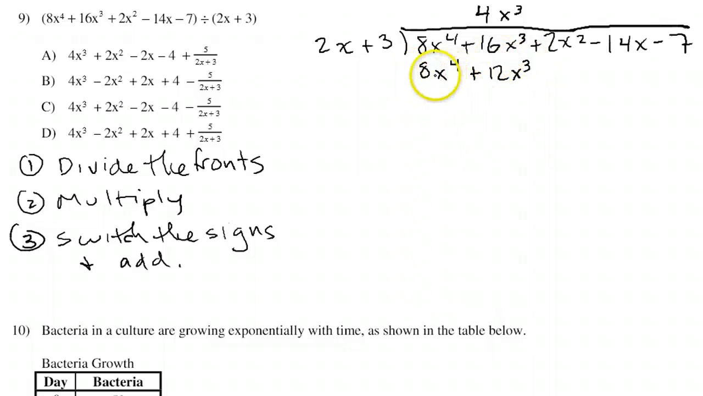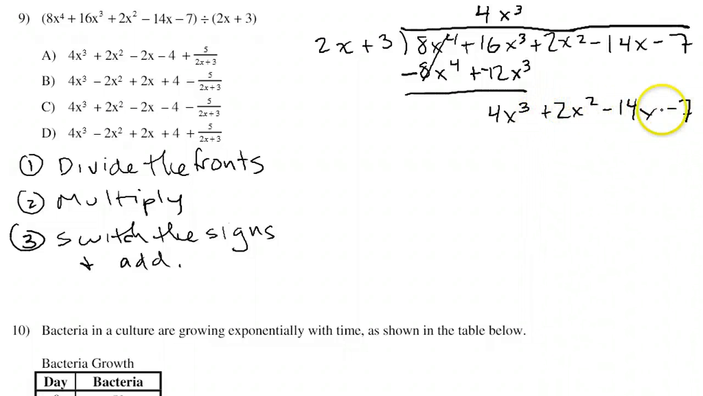Then whatever we just multiplied to, we switch the signs on both of them and add. So here they cancel out, and I'm left with 4x to the 3rd. And if I keep adding straight down, this adds to nothing, that adds to nothing, this adds to nothing, so they just come straight down. Plus 2x squared minus 14x minus 7. And we just repeat that process till we get to the very end.